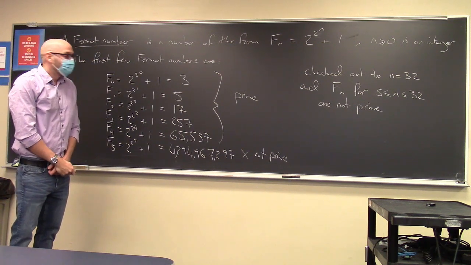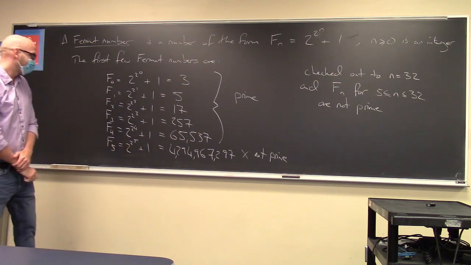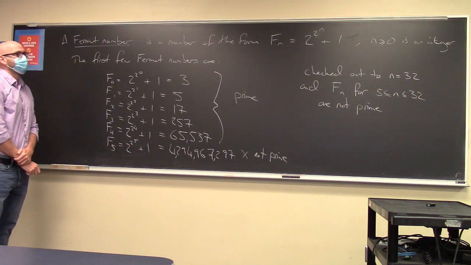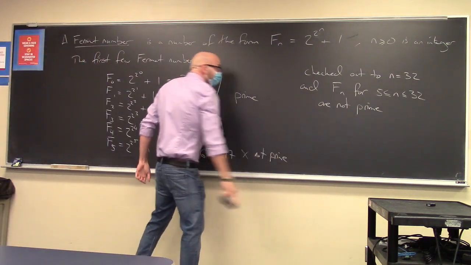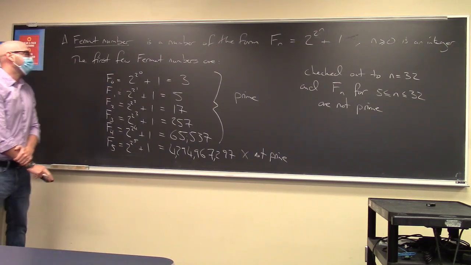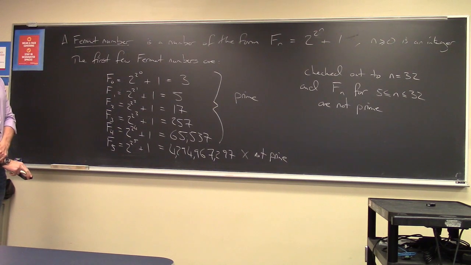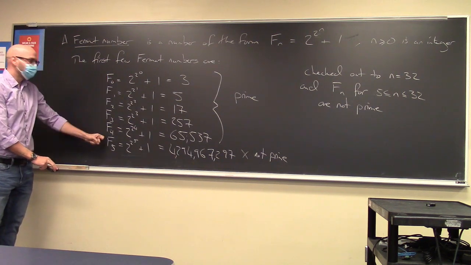Why haven't we checked more of them? They're gargantuan numbers, right? F sub 32 must be a very, very, very huge number. There's probably fewer particles in the universe than however big that number is. So they're known to not be prime, and it's conjectured that these are the only ones.